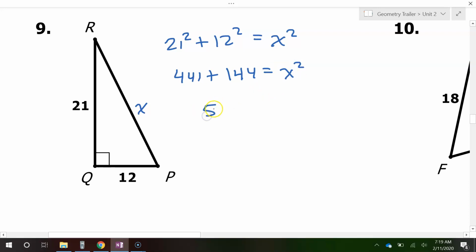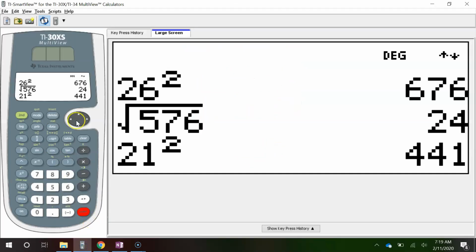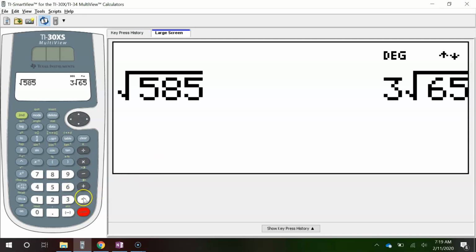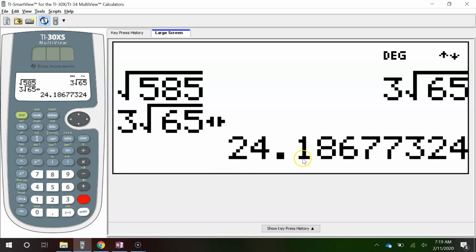So this is going to be 585 is equal to x squared. And then we take the square root of both sides, and that should be the answer. All right, so 24.187.